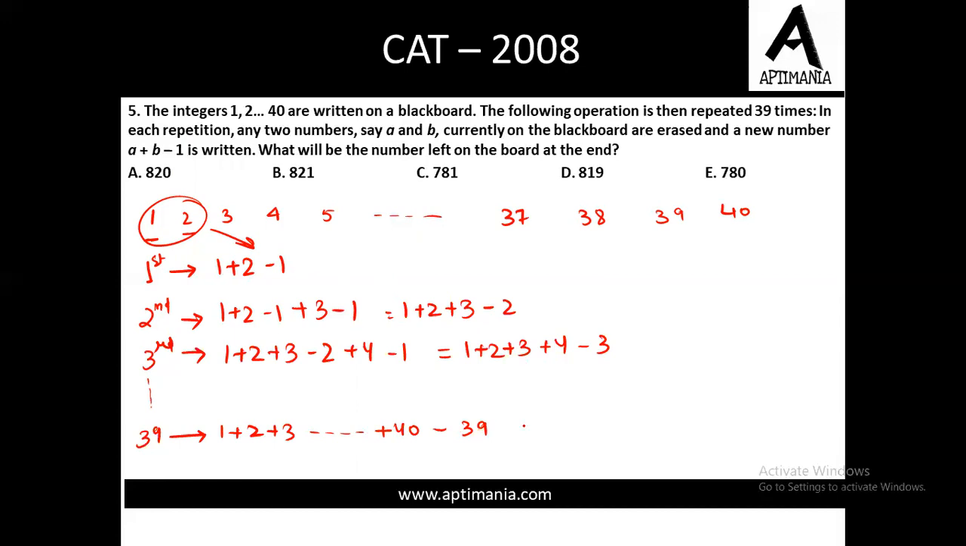So applying the formula of summation 1 to 40, it will be 40 into 41 by 2 minus 39. 40 into 41 by 2 is 820, minus 39 will give us the value as 781. So for question number 5, the correct answer is 781. Option C, 781 is the correct answer.